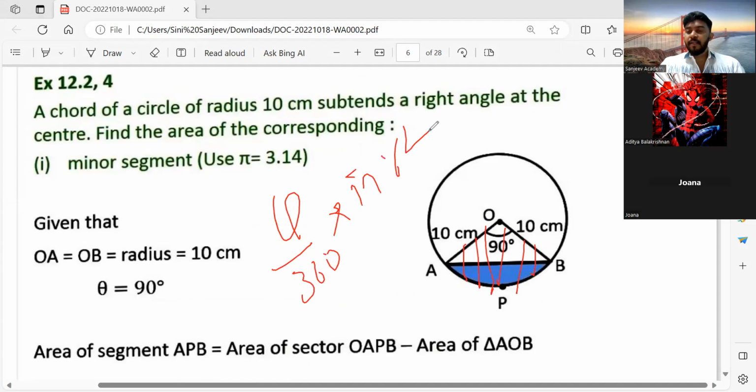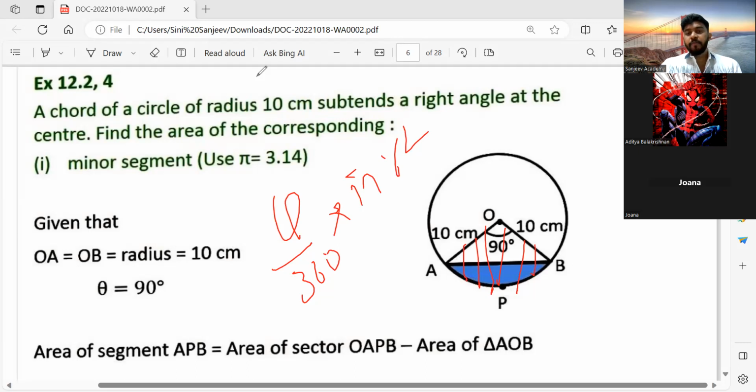Now they're telling that I don't need the full area. I need only the blue shaded part. So from this full area, the red stripes which I have marked here, right? I have to subtract what? Area of the triangle. But for the area of the triangle, what is the formula I told you to use?